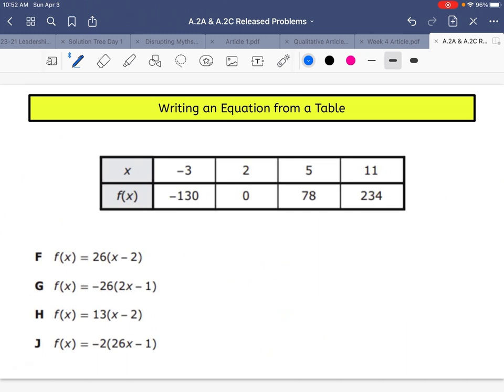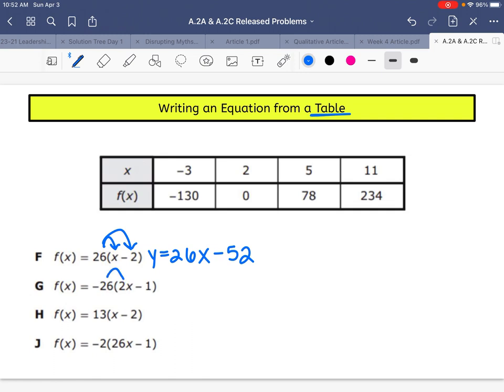On our next example, now we're writing an equation from a table. And I notice my answer choices are not in slope-intercept form. So very quickly, I'm just going to go ahead and simplify them to that. So I'm going to distribute the 26. So for f, now I have y is equal to 26x minus 52. And now that it's in slope-intercept form, I can identify that my slope on f would be 26, and my y-intercept would be negative 52.